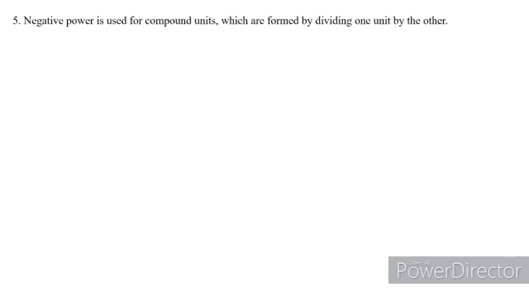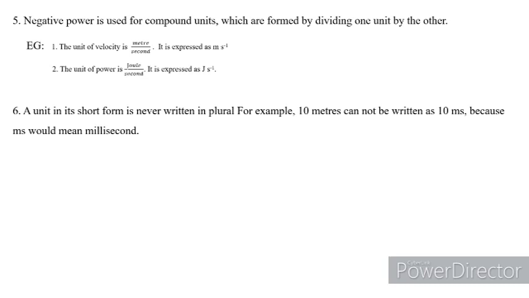Okay, and finally, if a negative power is used for a compound unit, where two units are there and you want to give one negative form, the negative power comes from dividing them. You see, if you want to find the unit of velocity, meter divided by second, how do we write it? Meter second raised to minus 1, since second comes underneath. The same with the second one also, joule second raised to minus 1.